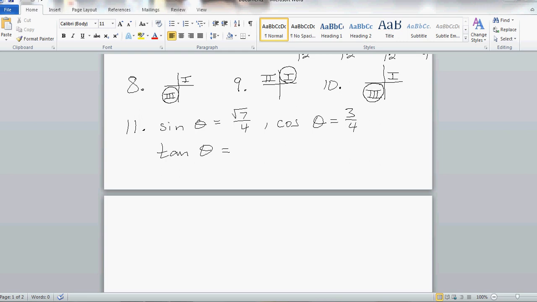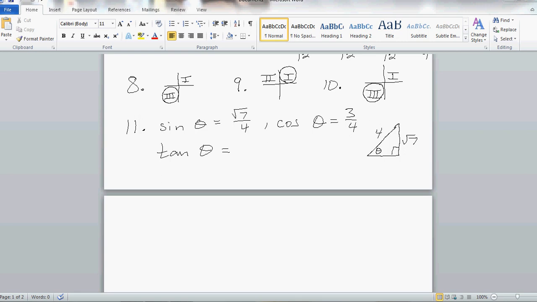Then what we need to do is draw a right triangle, and I'm going to put my angle theta here as a general rule. If sine of theta is square root of 7 over 4, we use the fact that the sine is the opposite side of the angle over the hypotenuse. The opposite side to this angle is the square root of 7. The hypotenuse is 4.